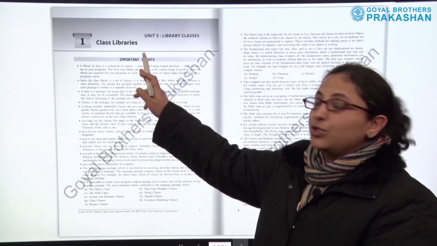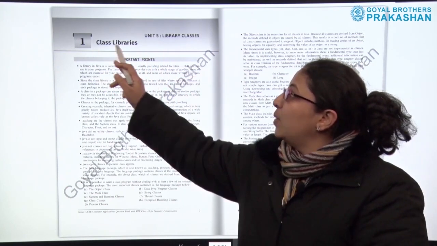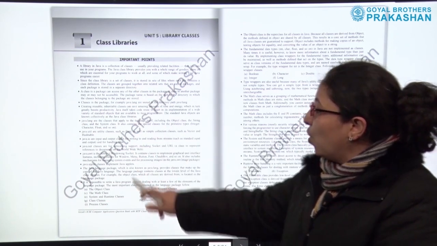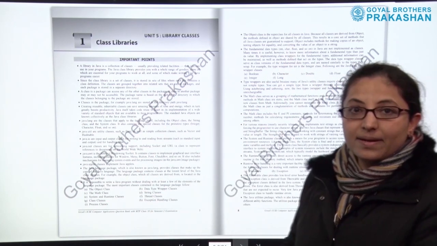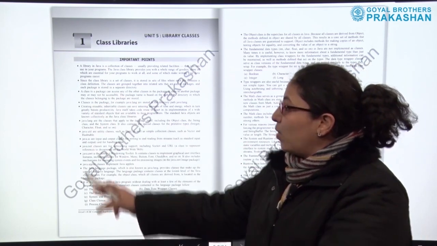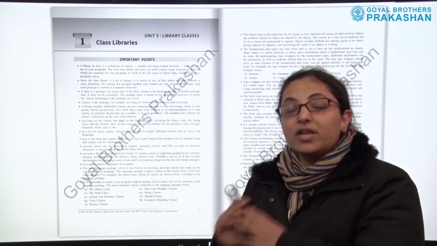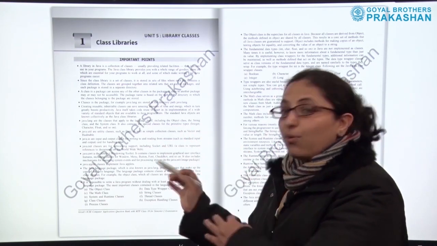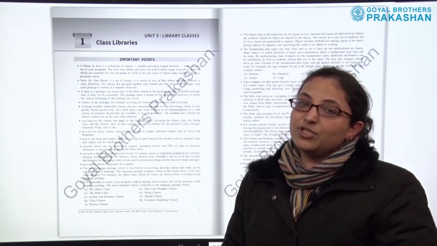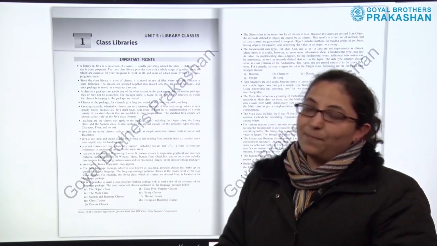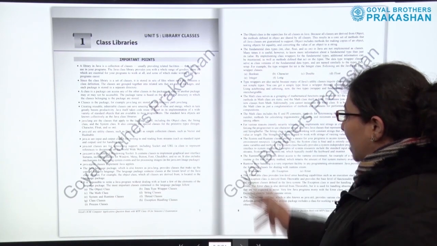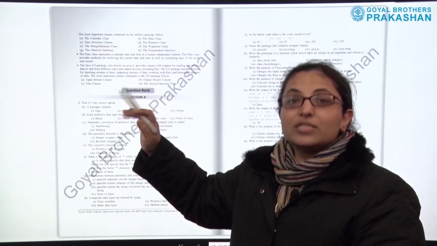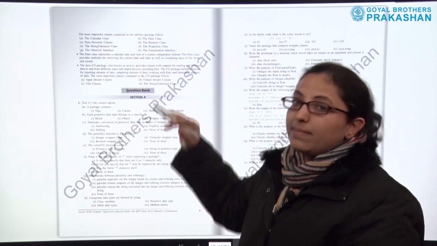Here, this is Unit 5, Library Classes, Chapter 1, Class Libraries. If you can see, in the beginning, all the important points are given. If you note, all the important points are given point-wise and not in a paragraph. The only reason for giving the points in this way is that the child can recapitulate the complete chapter in a very short while. So all the important points are given here at the start of the chapter. After the important points, or summary, you can say, the question bank is there.